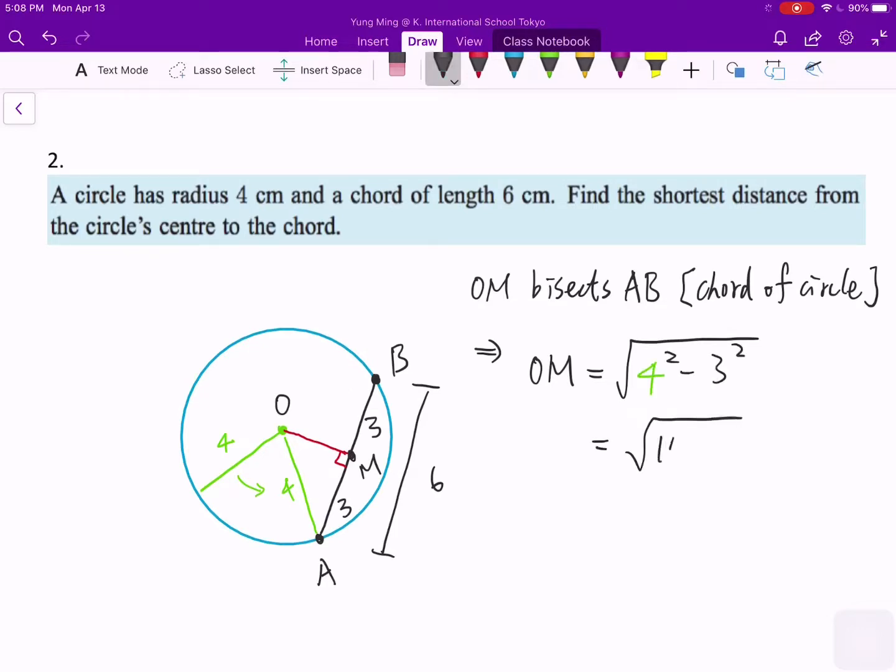This is equal to 16 minus 9. The answer is root 7. So OM is equal to root 7 centimeters. Of course, you can write your answer in decimals, but this is fine as well.